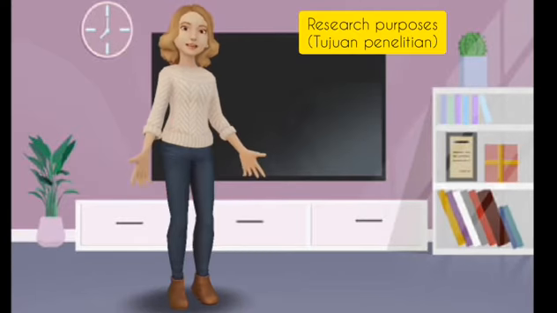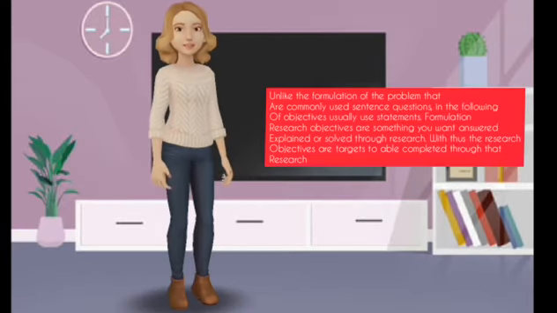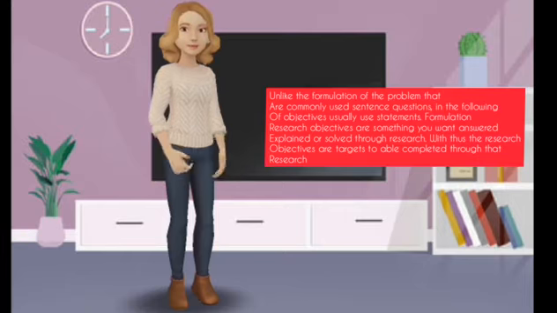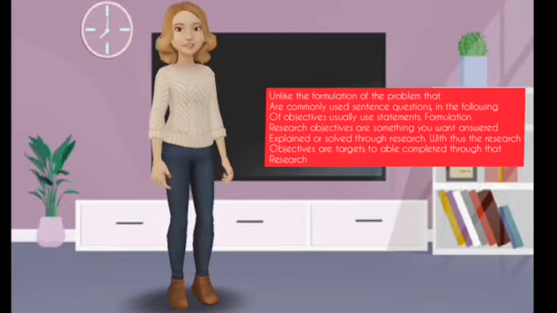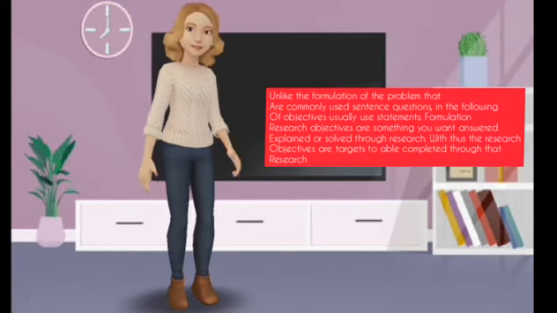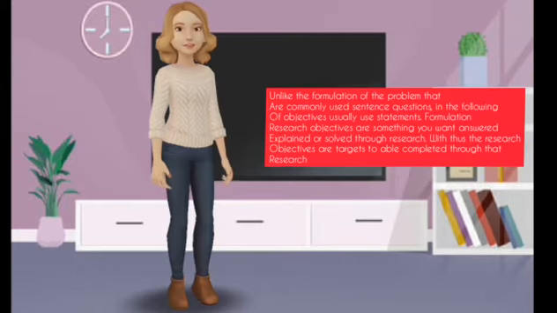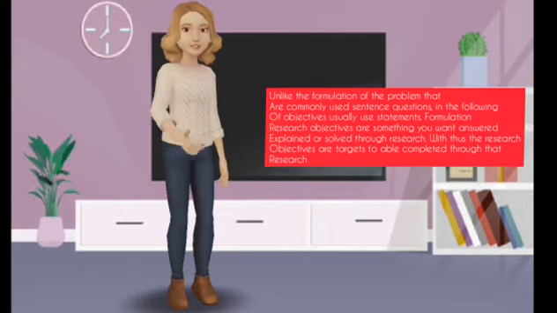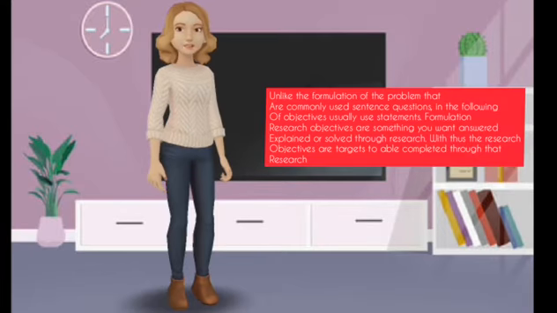Number 4 is research purposes. Unlike the formulation of the problem, where question sentences are commonly used, the formulation of objectives usually uses statements. Research objectives are something you want answered, explained, or solved through research. Thus, the research objectives are the targets to be completed through that research.